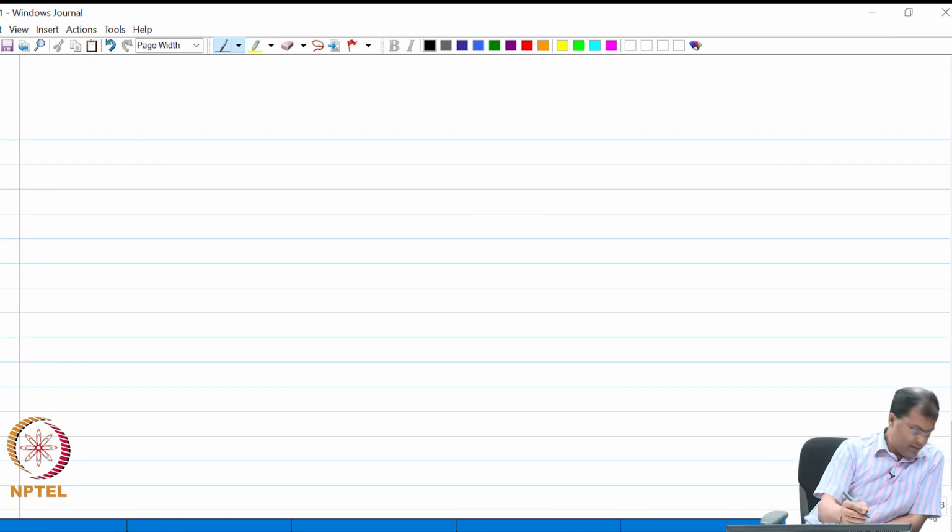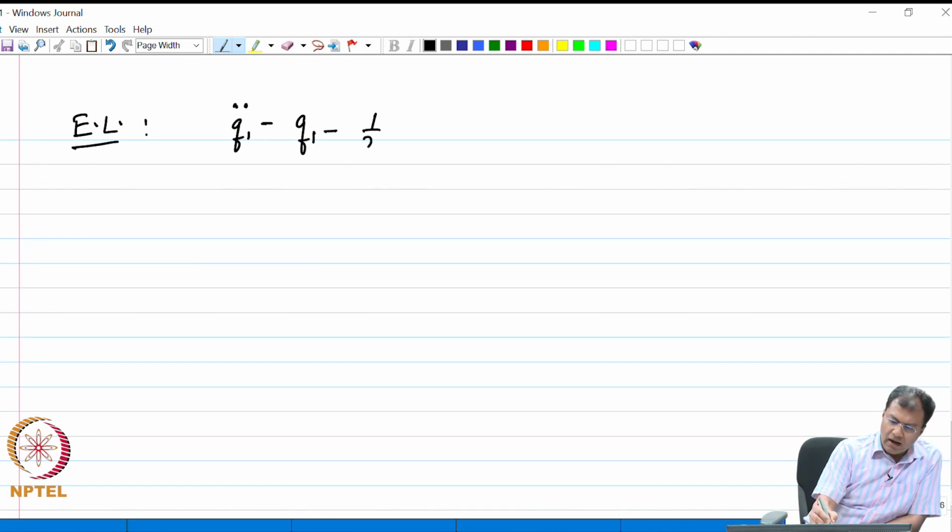and we are ready to write the system of Euler-Lagrange. My Euler-Lagrange for both the variables, the first one, after plugging in the values, we get q1 double dot minus q1 minus half q2 is equal to 0, and q2 double dot minus half q1 is equal to 0, right.